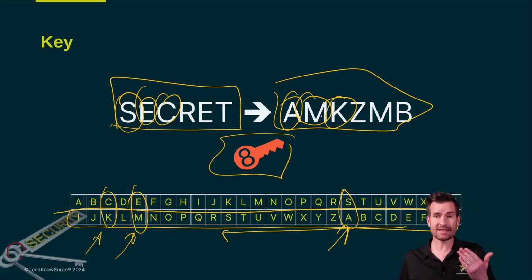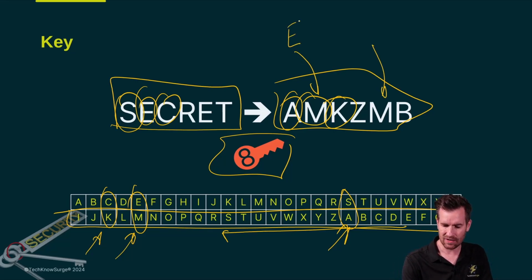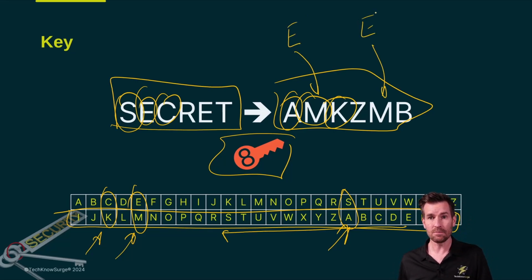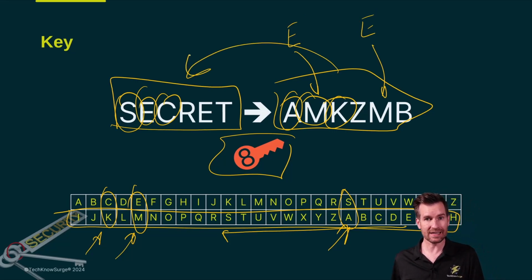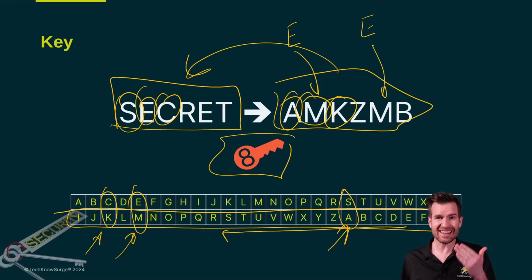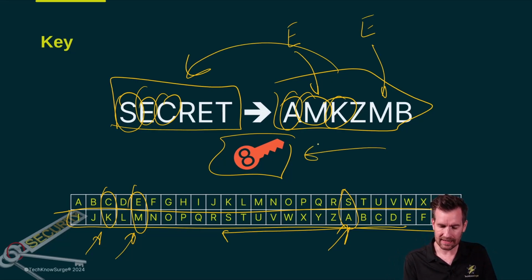Of course, this makes it really easy to hack this message because all we have to do is see that M is repeating itself, and there's a good guess that that's going to be the letter E. And from there, we can reverse engineer this and figure out what our actual plain text is. So this is very easily crackable with only a key of 8.